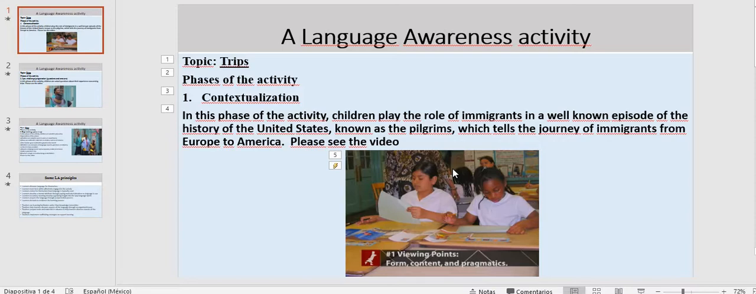So this time I'm going to present the classroom you observed in the YouTube video, and we are going to analyze the different parts of the process of the class. So let's start with the first step, or the first phase of this class. Okay, so the topic of the class was trips.